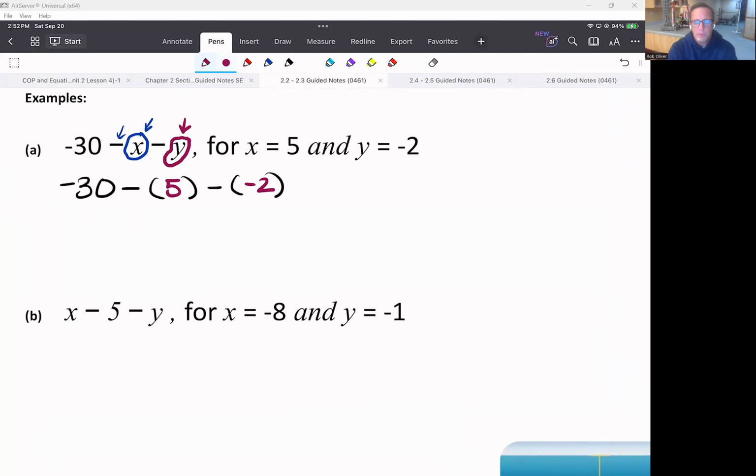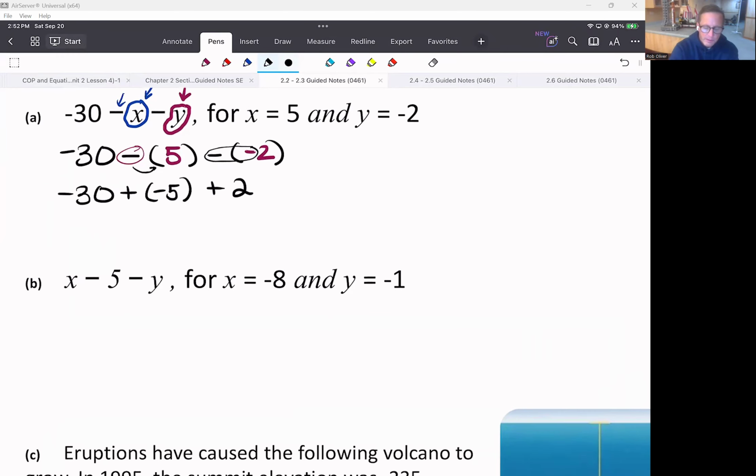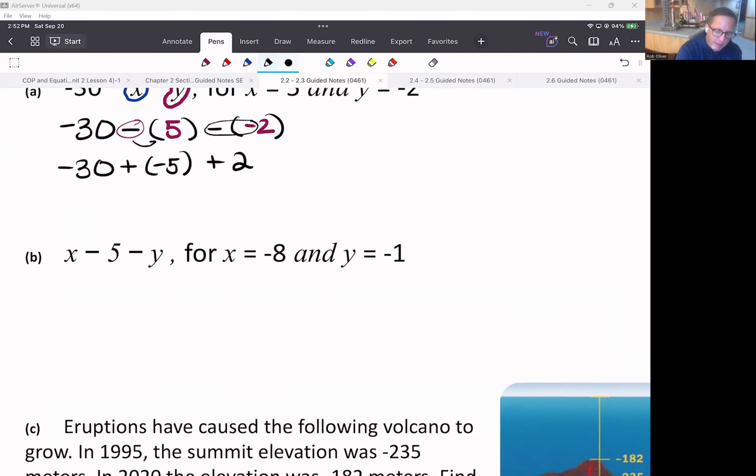All right, and so let's do all the things that we've learned, which is, like right here, we're going to change subtraction into addition. So we're going to rewrite that as -30 plus -5. So we're going to join that negative with the 5. Okay, and then we're going to take this right here. We have two negatives. That makes a positive. So that becomes +2 right there. So -30 plus -5, that is -35. Okay, got -35. Drop down the 2.